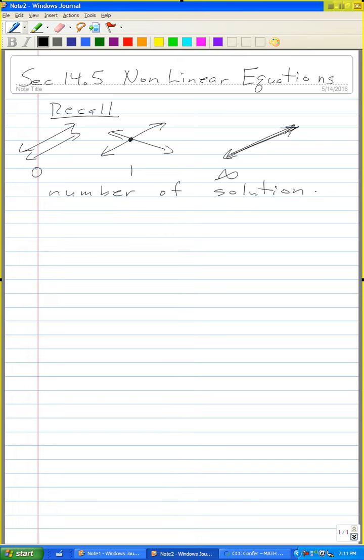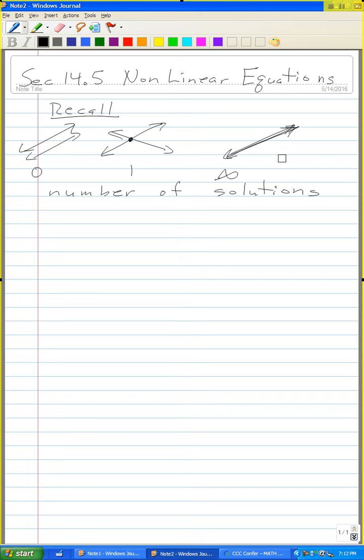So I could either have two lines that were parallel, they never intersected, so I had no solution. I could have two lines that intersect, so I could have one solution. Or I could have two lines that are the same line, two coincident lines, in which case I'd have an infinite number of solutions. And those were the only real possibilities for the number of solutions: 0, 1, infinity, and that was it.